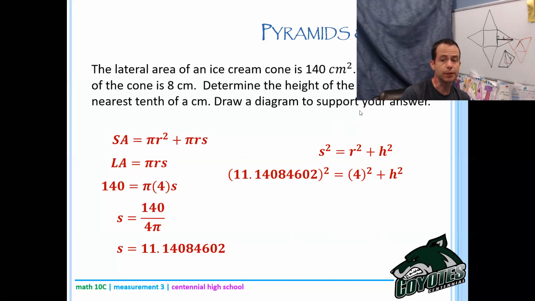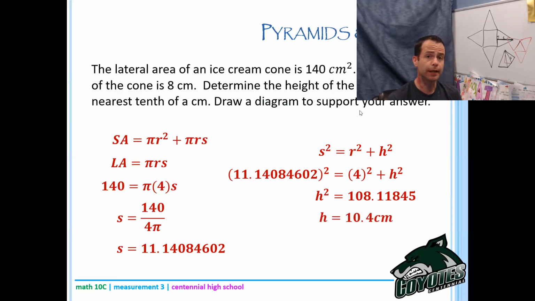So I end up having to subtract the 4 squared, and H squared is going to end up being 108. Then take the square root, and now that I'm at a final answer, I can do the rounding. It asks me to round to the nearest tenth. So 10.4 centimeters should be your final answer there, okay? Make sure you're rounding properly. Make sure you pay attention to the rounding, and make sure you pay attention to the units, okay?